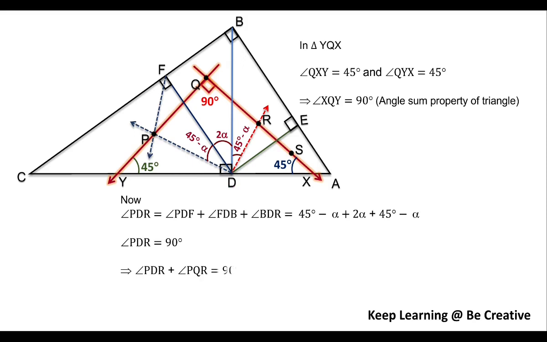If this angle is 90 degrees, we can say that angle PDR plus angle PQR is 90 plus 90, which comes out to be 180 degrees. Since the sum of these two angles comes out to be 180 degrees, we can say PDRQ are cyclic. So we have P, Q, R, D lie on a circle.